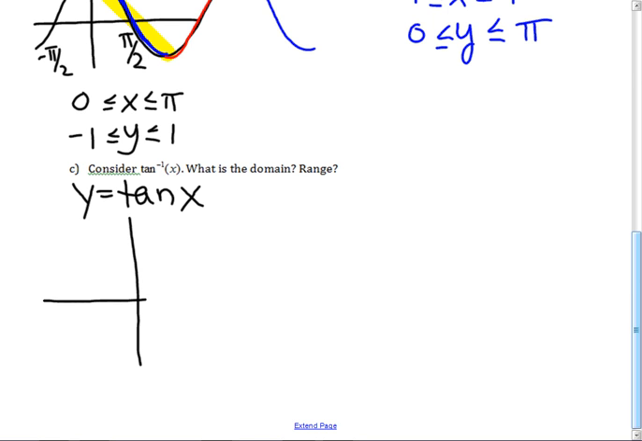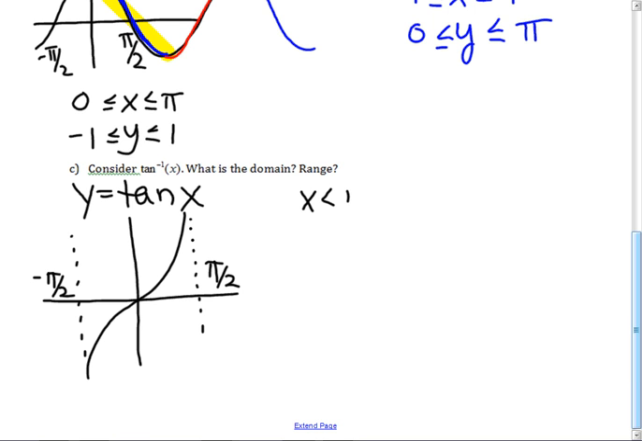Well, I want this to always be increasing or decreasing. This one's a little easier. Where are we going to restrict this? Between -pi/2 and pi/2. So the inverse tangent is going to be just like the sine. Okay, so let's get my domain. X is going to be between pi/2 and -pi/2. Can't include those because they're vertical asymptotes there.